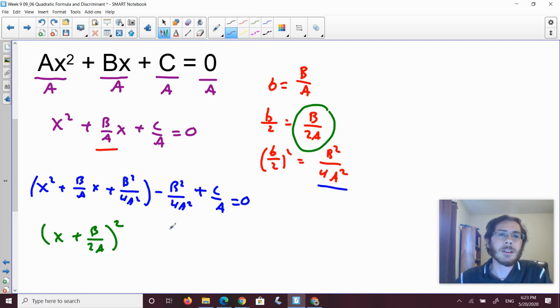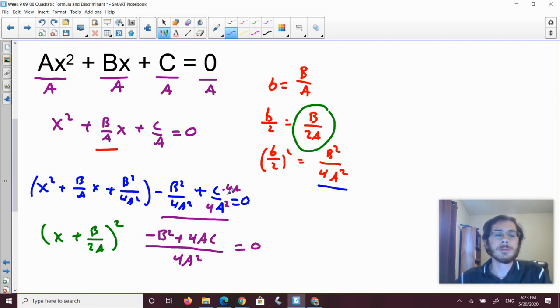And then we're going to combine our like terms over here. So if I want to combine the like terms, I have to make that a 4a squared. So I need to multiply the top by 4 and a. So this is going to be minus b squared plus 4ac all over 4a squared.